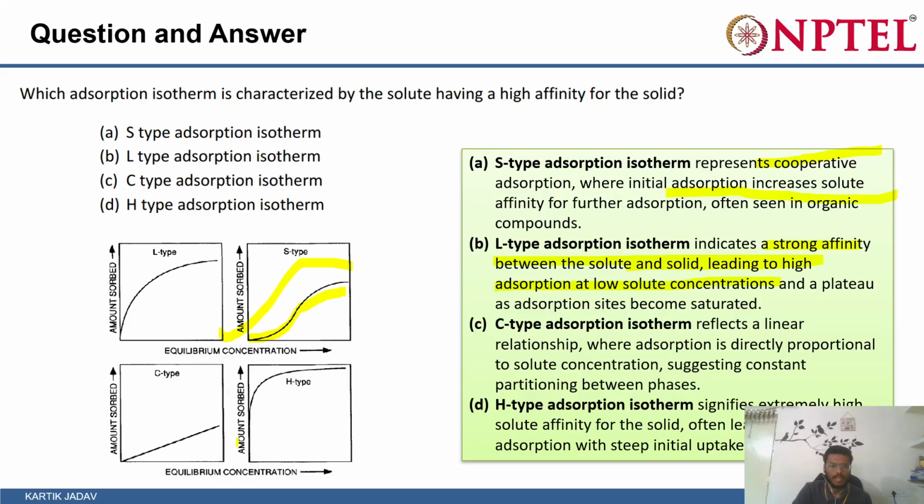While H type of adsorption isotherm signifies extremely high solute affinities for solids. You can see it is more towards the sorbed amount, right? Even at low concentration there is a high sorption on the solids, often leading to irreversible adsorption with steep initial uptake. So the correct answer is option.